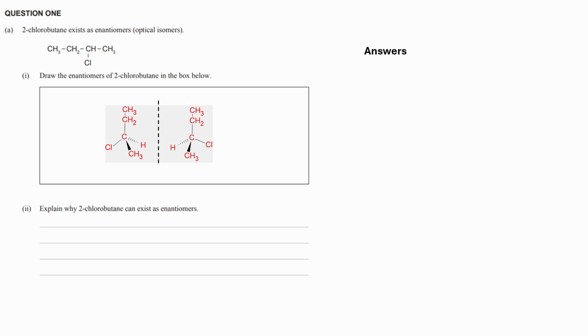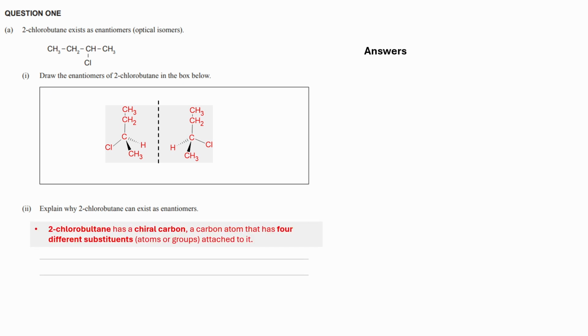We have this carbon in the middle that has 4 different groups off it, and that's what gives it the property of being an enantiomer. And actually, for part 2, they want to explain why 2-chlorobutane can exist as an enantiomer. And it's because this carbon here in the center is a chiral carbon. And a chiral carbon is a carbon that is bonded to 4 different substituents, 4 different groups or atoms. And we just need to write that down here.